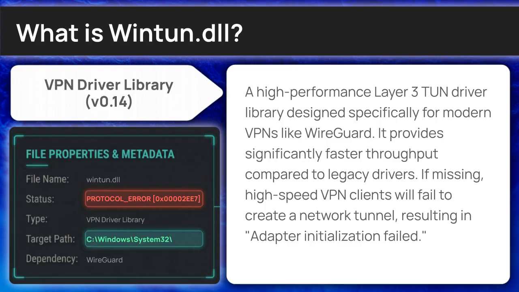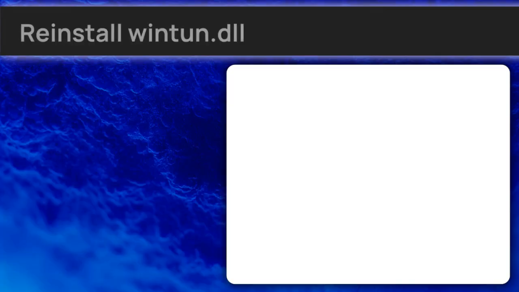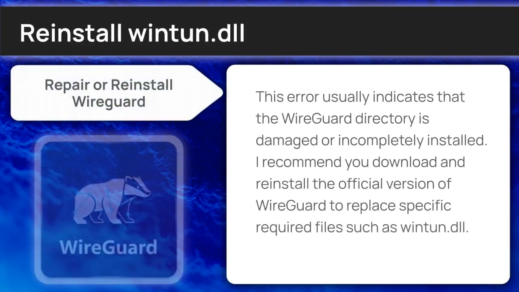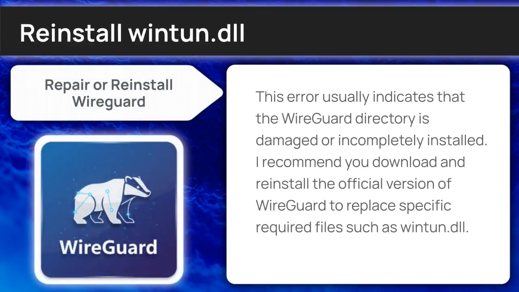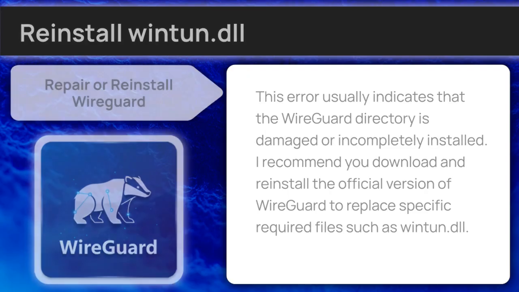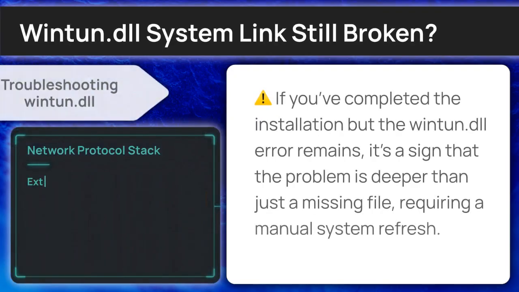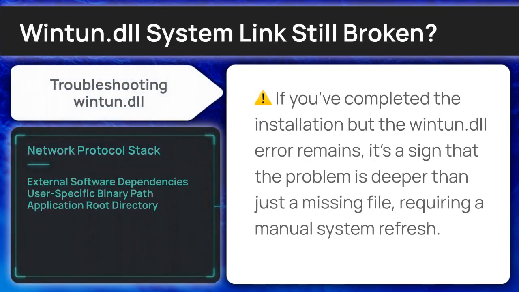With that background out of the way, here is how we actually restore the missing component. This error usually indicates that the WireGuard directory is damaged or incompletely installed. I recommend you download and reinstall the official version of WireGuard to replace specific required files, such as the Windows TUN Interface Library DLL.